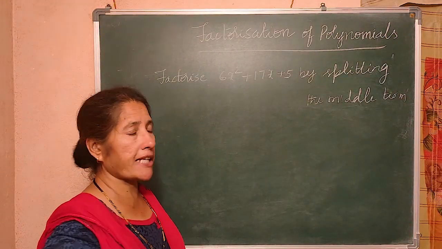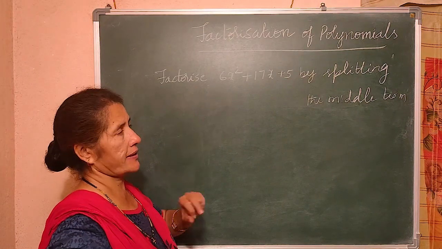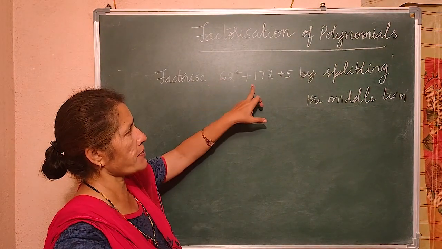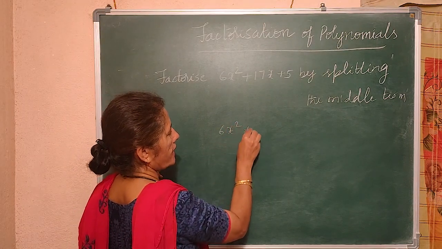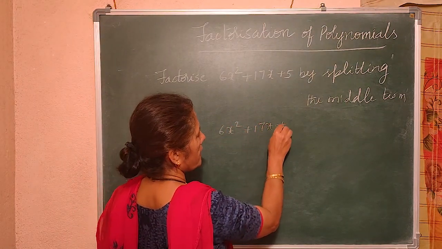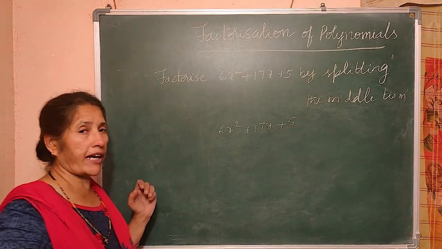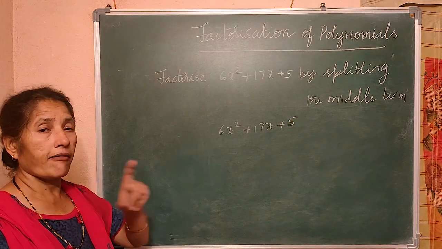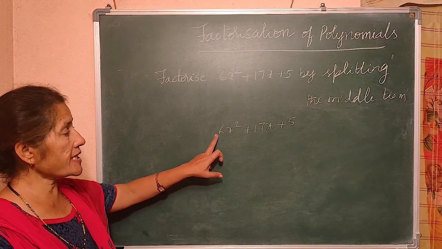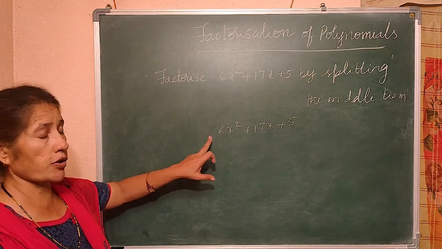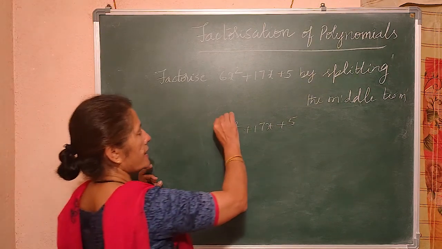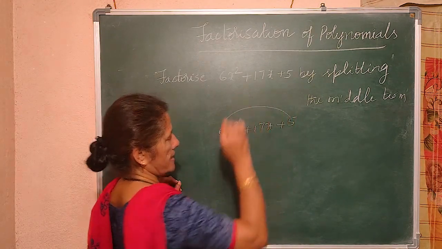So far, whatever I explained, a was 1. It is in the form of ax square plus bx plus c. So 6x square plus 17x plus 5. So far, whatever I discussed, 1x square was there. Here it is 6x square. If there are numbers like 6 or 5, what you have to do is multiply this one to this.